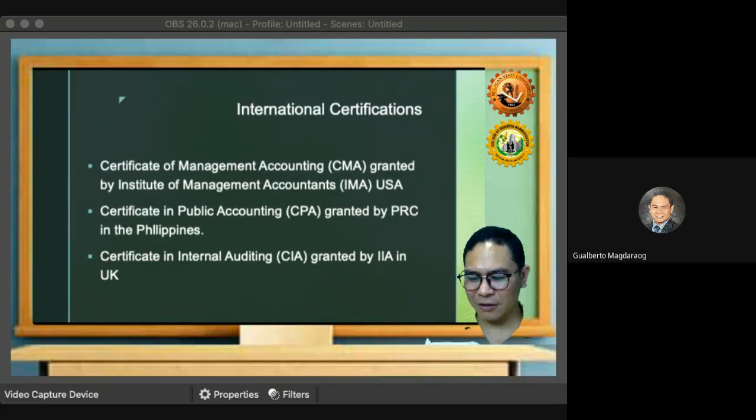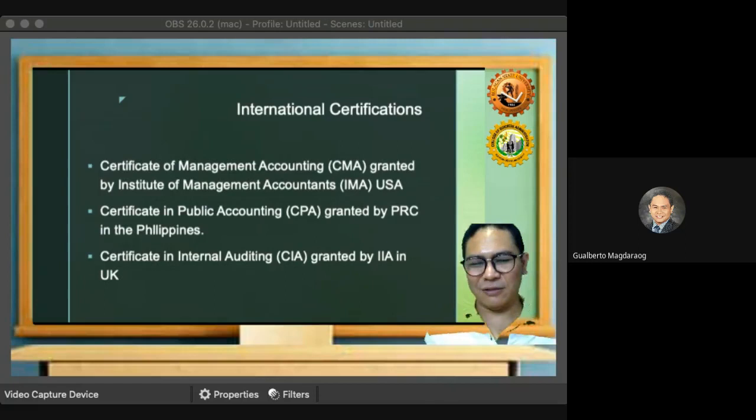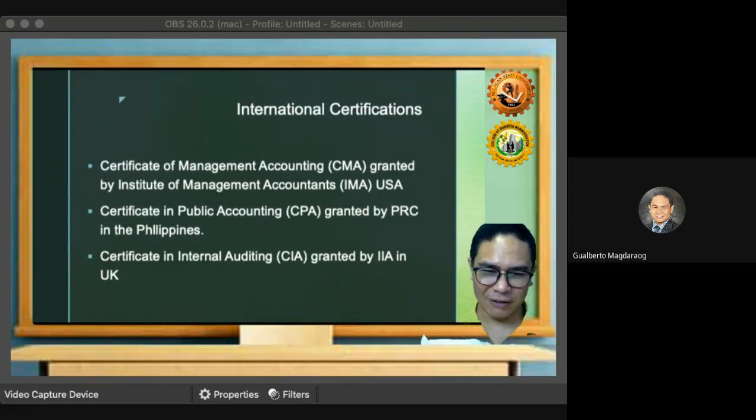And then, ano pa ba yung certifications na yun? CRFA, yun yung isa sa in-offer din sa amin. Certified Forensic Accountant. Yun, maganda din yun. And other certifications, napakaraming certifications na yun. Okay? So, kung mahilig ka sa mga ganyan, even if you're not yet a graduate of BS Accountancy, yung CB, you can take it already.